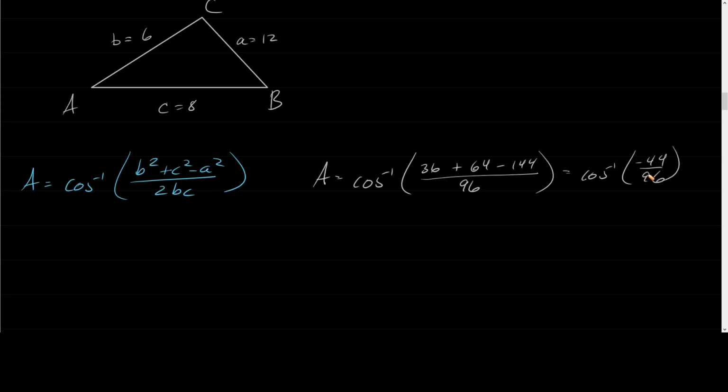So when we plug that into the calculator, cosine inverse of negative 44 over 96 gives us 117. So this is equal to 117 point, and again, I'll round to 2 decimal places. So 117.28 degrees.